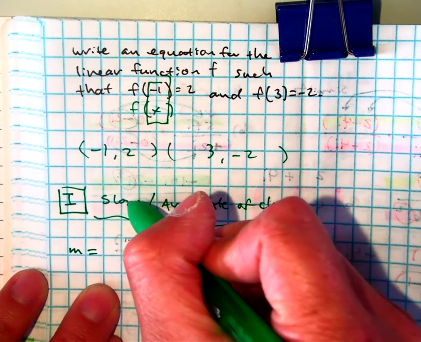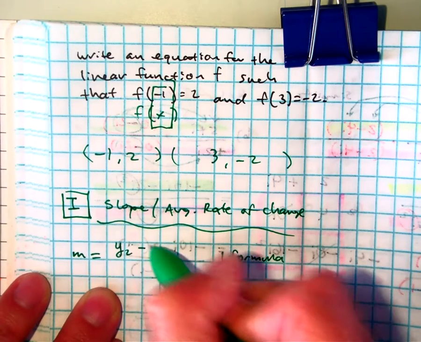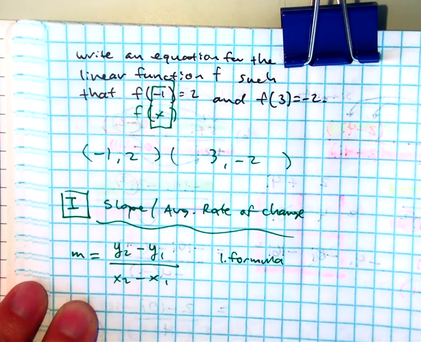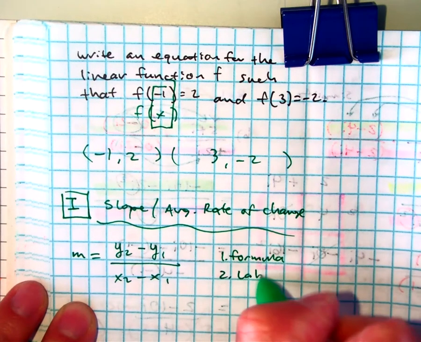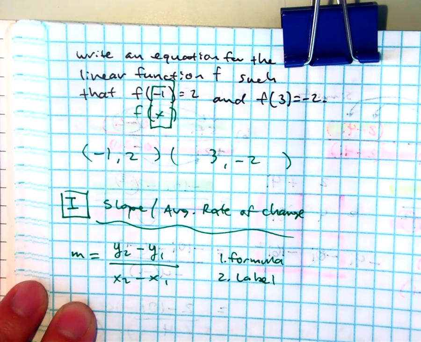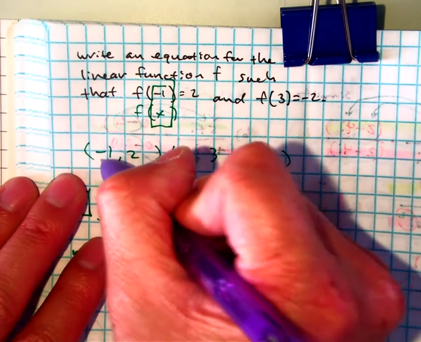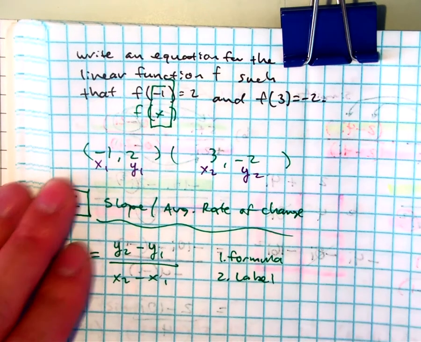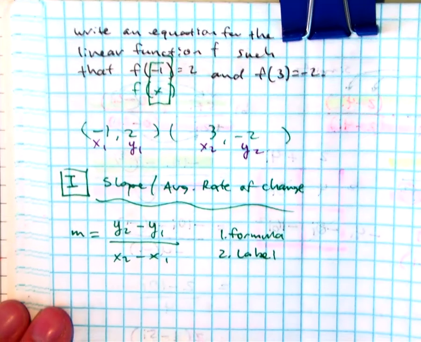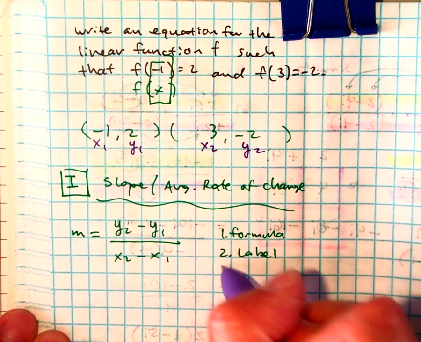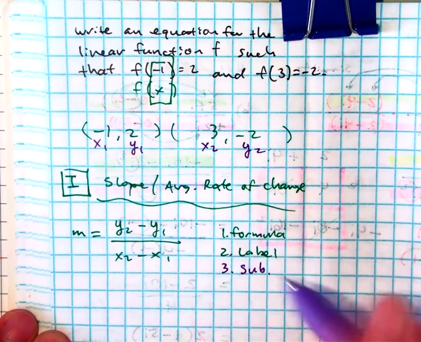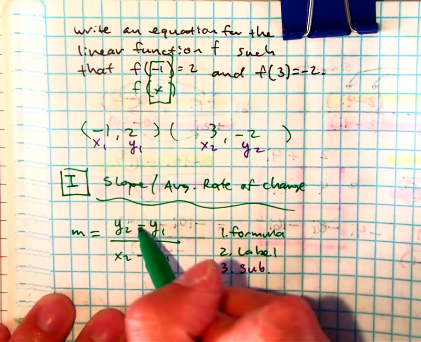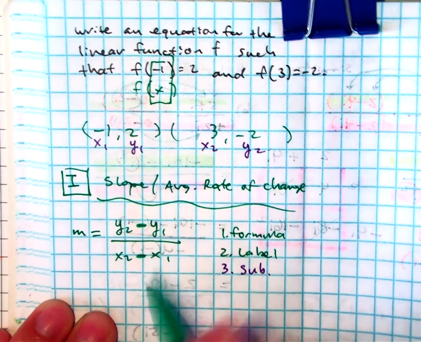y2 minus y1 over x2 minus x1. The second thing I'm going to do is label. Everyone say label. Labeling means going up here and just writing x1, y1, x2, y2. Everyone say substitute. In our substitution, our formula has this minus sign, so I'm going to highlight it in green.